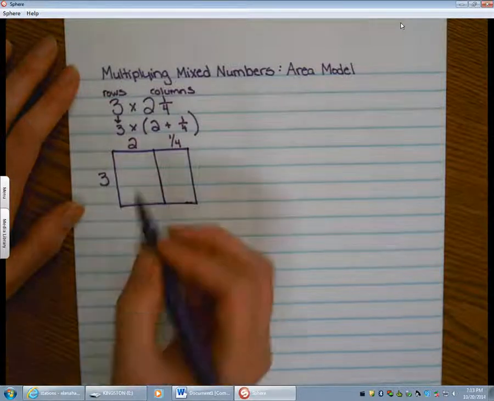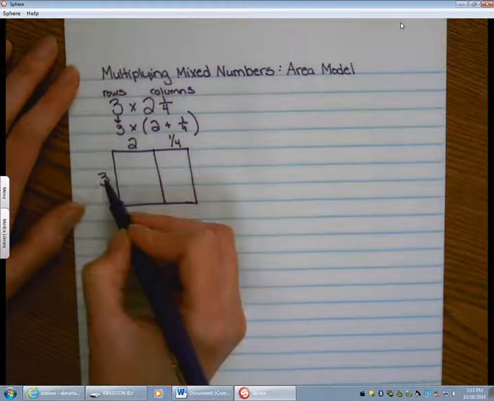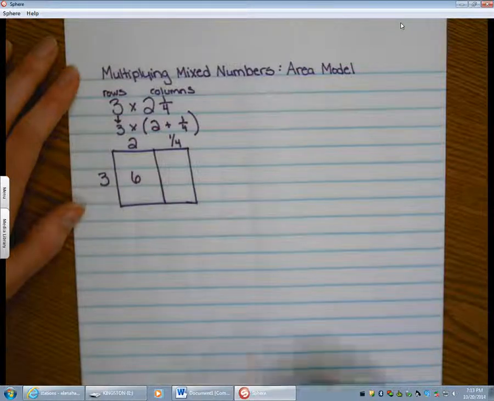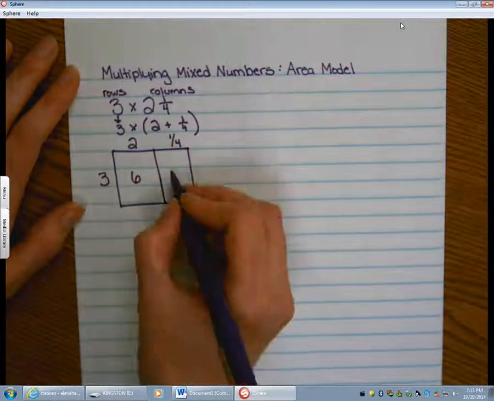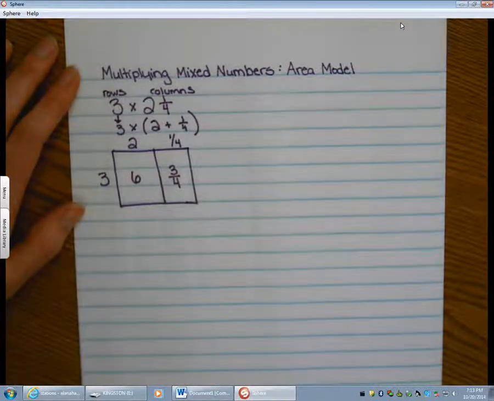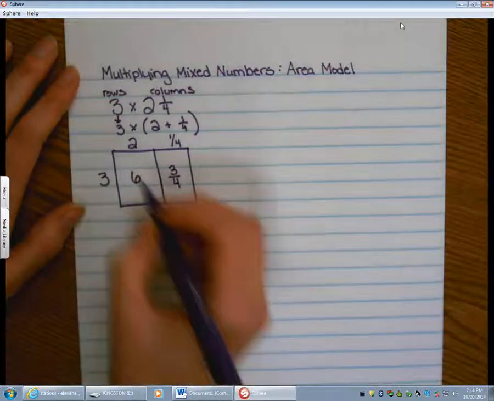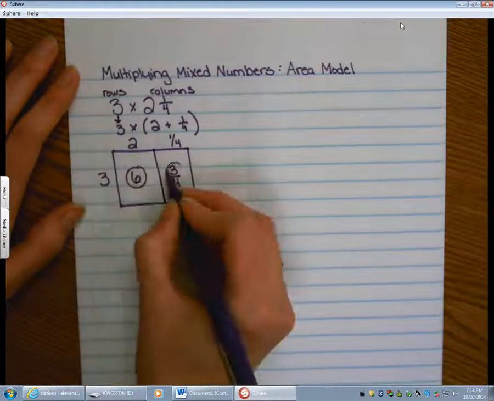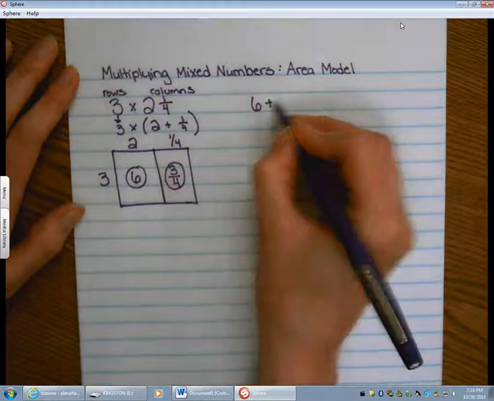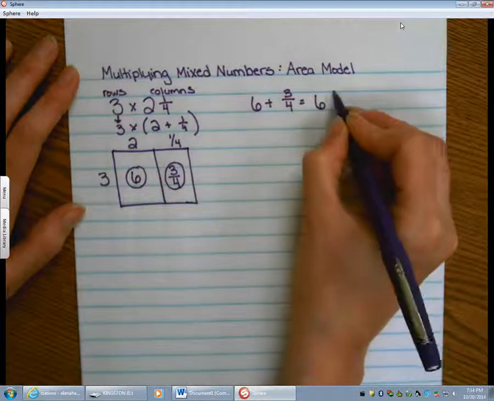So now what I want to do is multiply as if I'm doing an array. 3 times 2 is 6, and I'll put the product inside the box. 3 times 1/4 is 3/4, and I put that product inside the box. To find the product of 3 times 2 and 1/4, I now need to add my two partial products together. So I'm going to add 6 plus 3/4, and my answer will be 6 and 3/4.